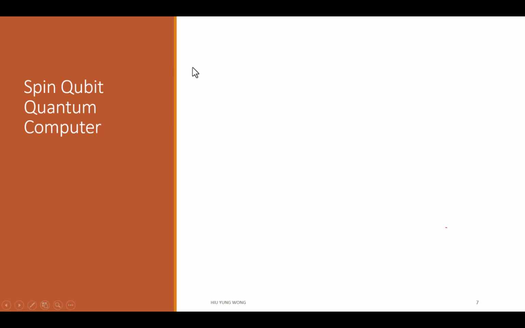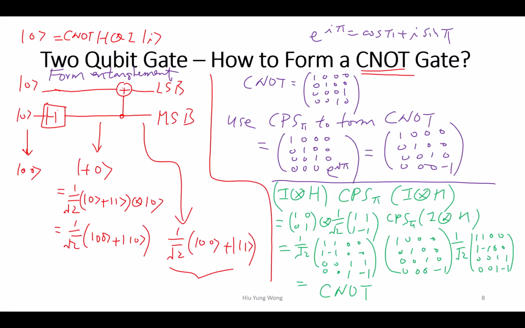Okay, so we will continue the last part of the spin qubit, and today we'll talk about the two qubit gate. Last time we went through some math. The whole goal is just to tell you that we already know how to do the one qubit gate very well, right? We can use more precision, use rapid oscillation, and it can form any single qubit gate in principle.